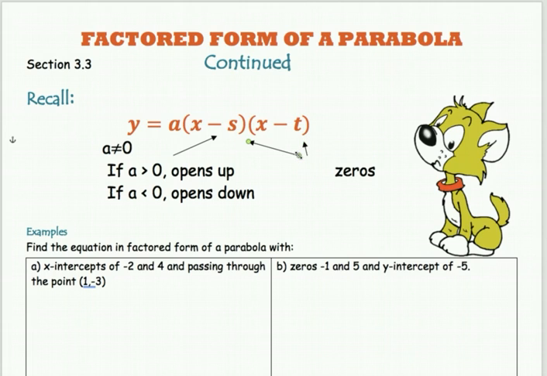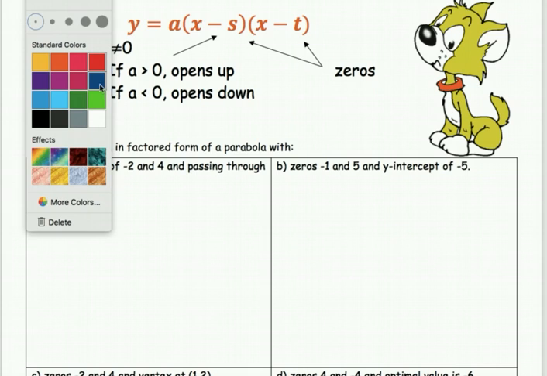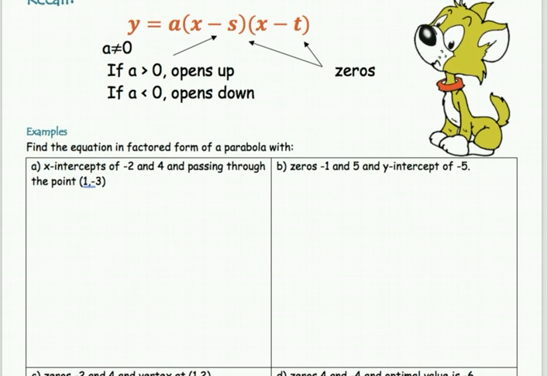So knowing that, you're going to build these equations if I give you some clues about the different parts of the quadratic. All right, so let's move on to the first example here. You need to find the equation in factored form of the parabola that has these features. The x-intercepts here are -2 and positive 4, and it passes through the point (1, -3). So you've seen questions like this before, where you are given clues and then you're given a point. So start assigning letters to everything.